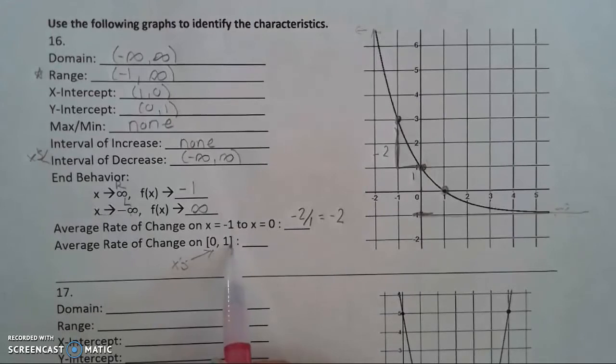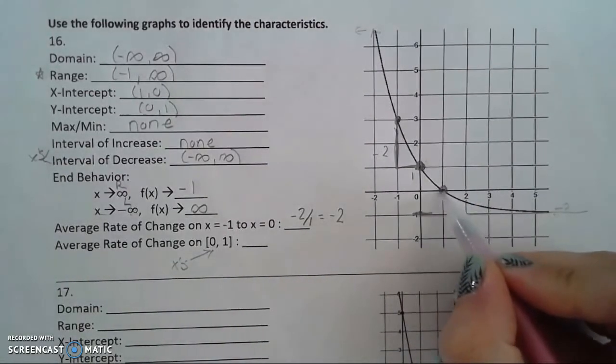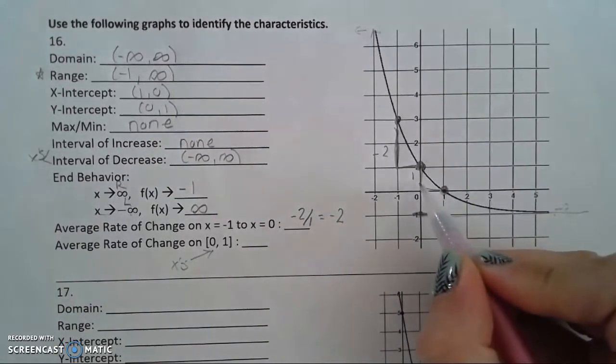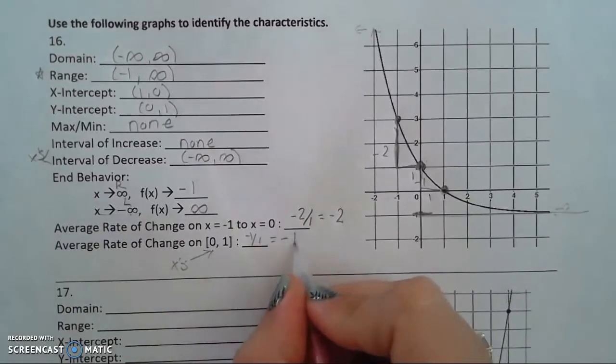This one, these are x's, remember, so that means I want you to find the rate of change from 0 to 1. Well, here is where x is 0, here's where x is 1, this is down 1 and over 1. So down 1 over 1, which is a -1.